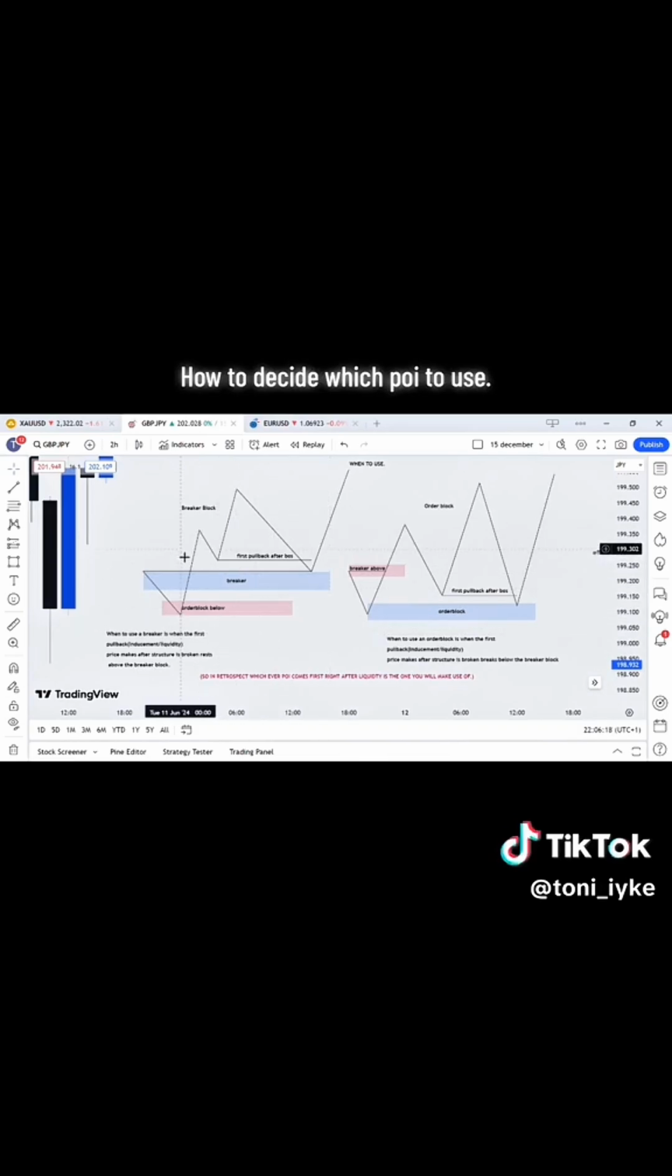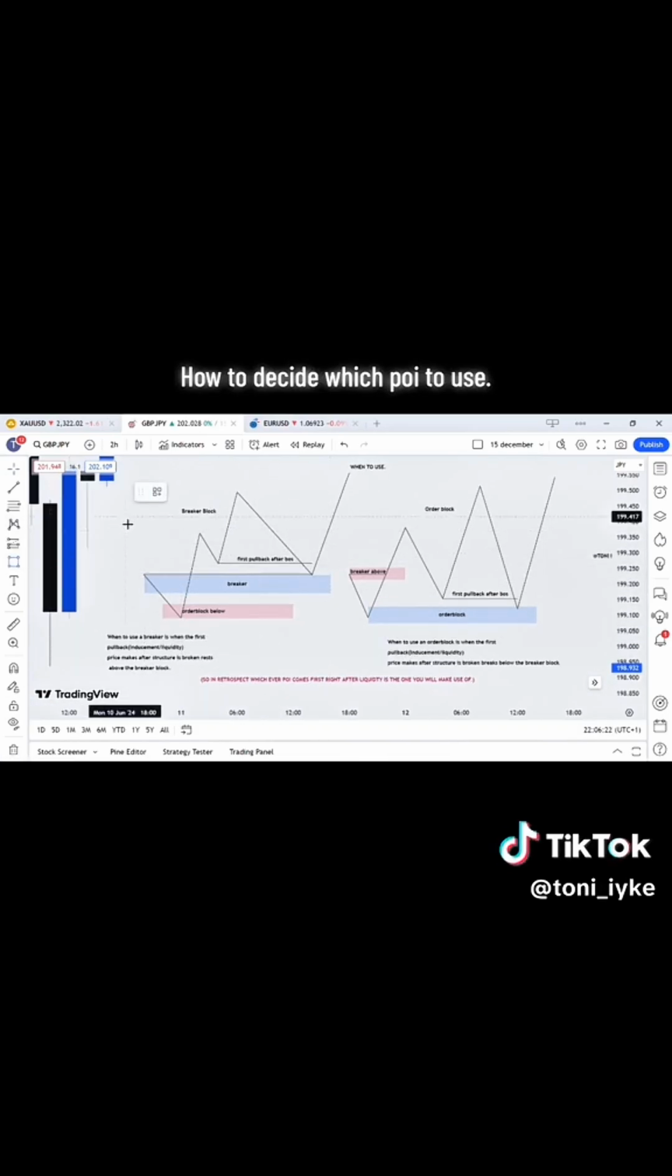Now, that first pullback, you have to pay attention to it. Let me use this first diagram as an example. Price broke out from this structure. After breaking out, it did a pullback. The pullback that it did not touch this breaker here. The pullback was right above this breaker. Now do remember that first pullback is what I take as my liquidity.